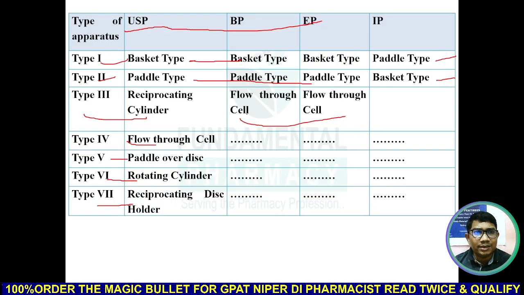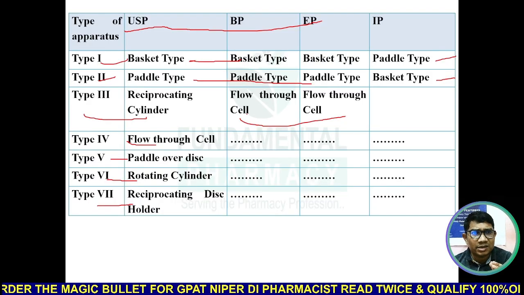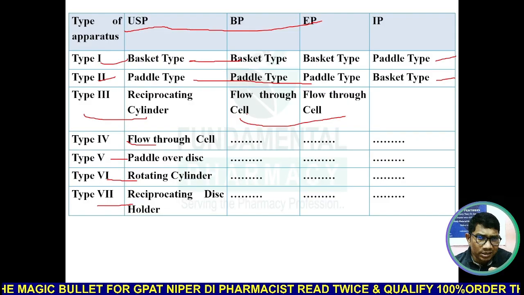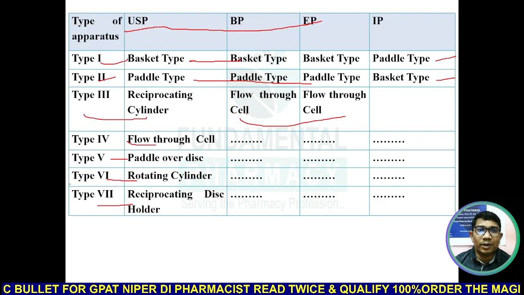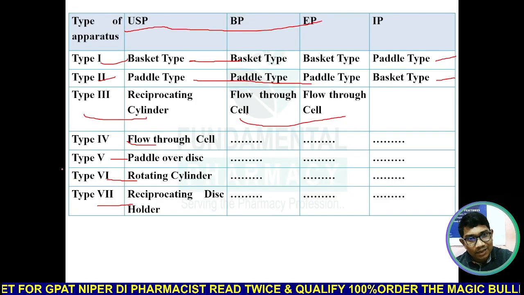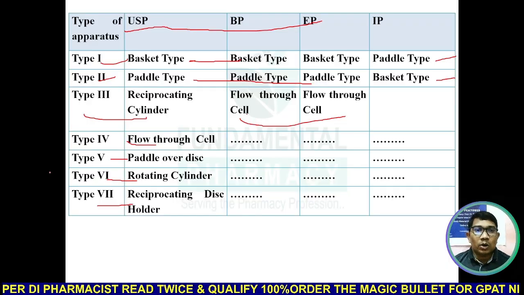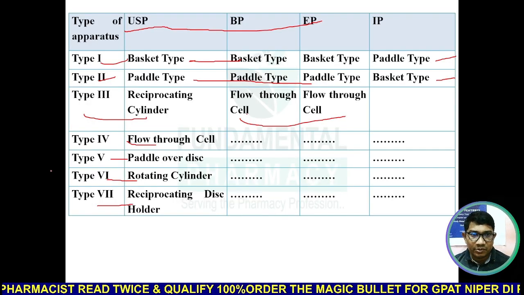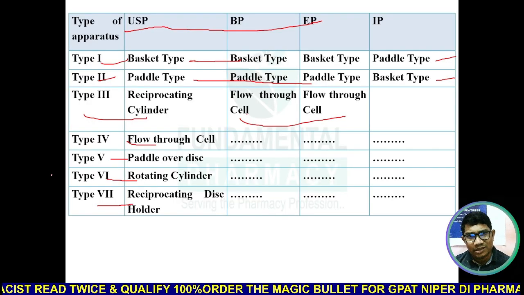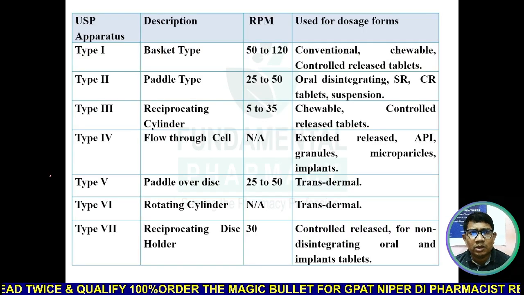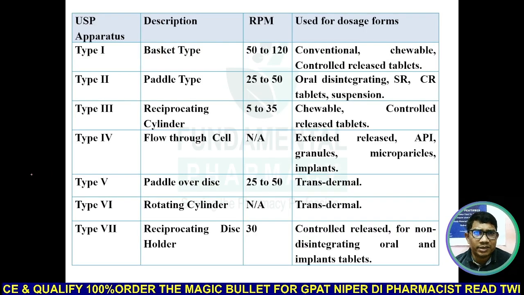So these are the USP dissolution test apparatus. There are 7 USP dissolution test apparatus: type 1 basket, type 2 paddle, type 3 reciprocating cylinder, type 4 flow through cell, type 5 paddle over disc, type 6 rotating cylinder, type 7 reciprocating disc holder. Along with this, you should know the role of every type of dissolution test apparatus.